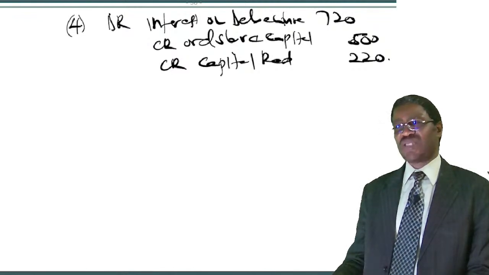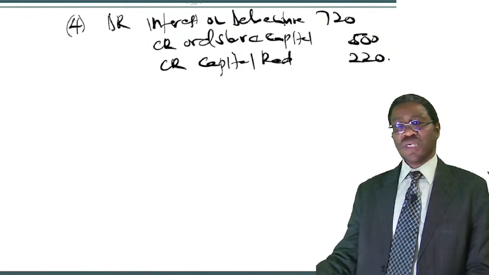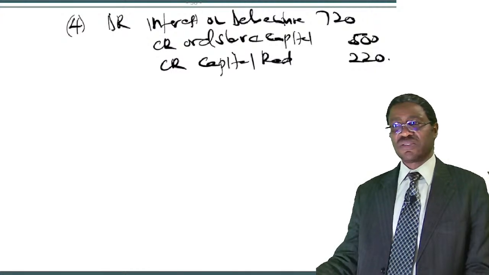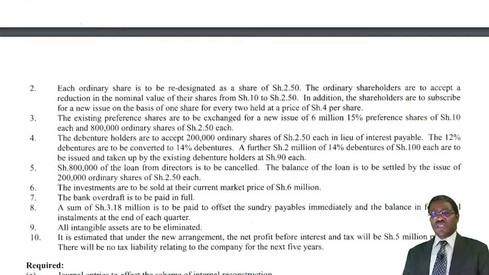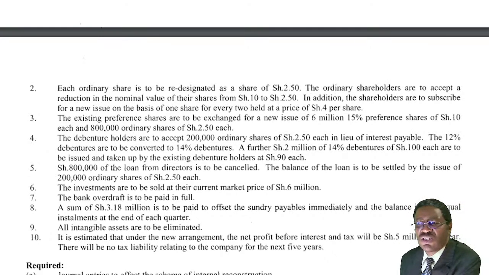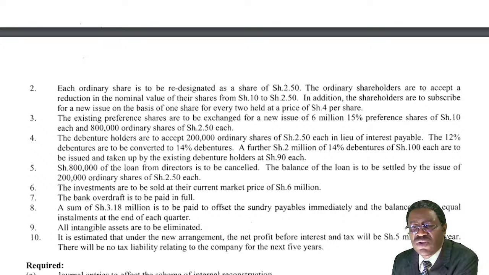Let's go to the next number. Number 5. No, number 4 is still going on. Number 4 says the debenture holders are to accept 200,000 shares of 2.5 in lieu of the interest. Full stop. That one we have done.